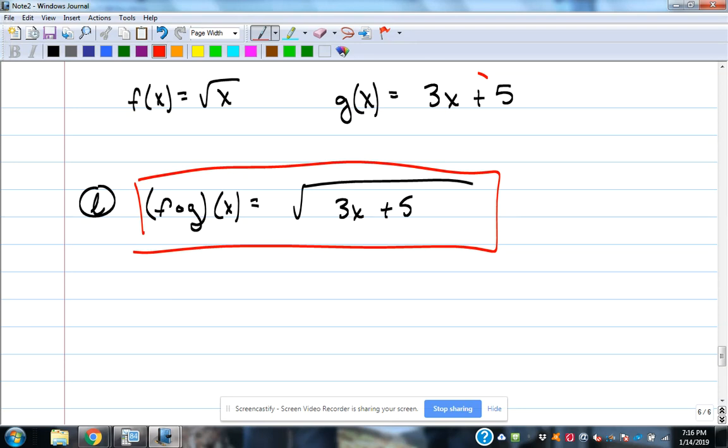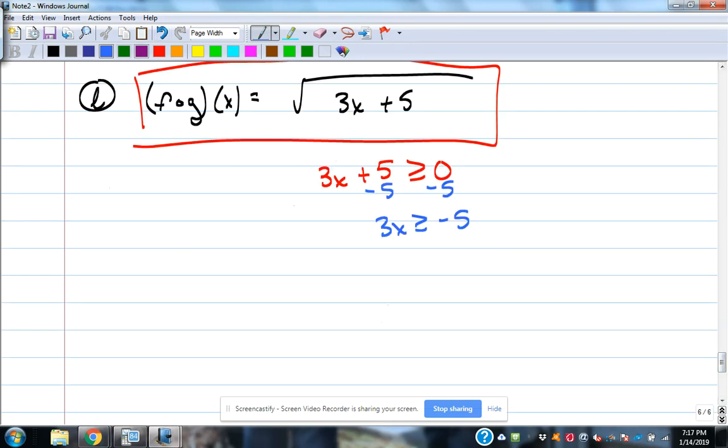But the domain. How do we find the domain of that? Set it to what? Greater than or equal to 0, because it's under the square root, right? So solve that. Divide by 3. X is greater than or equal to negative 5/3. So set notation. Interval notation. What's our interval notation for that?